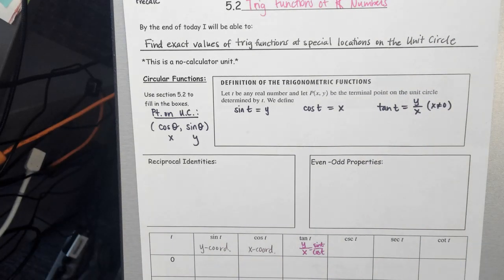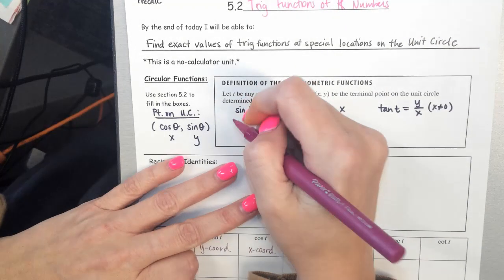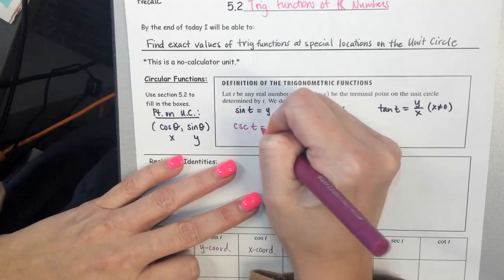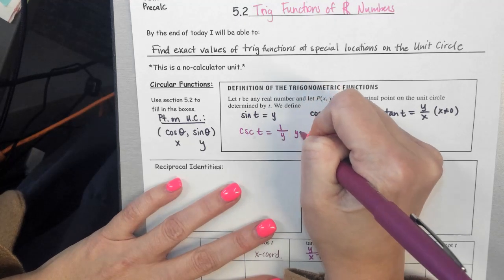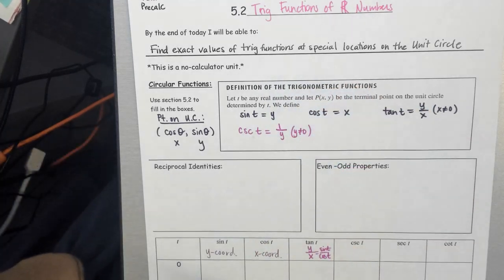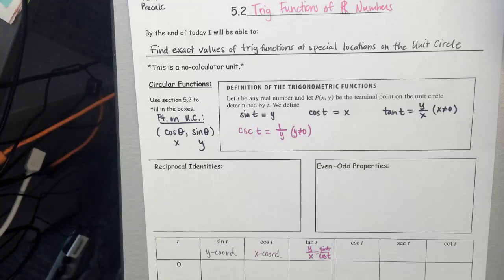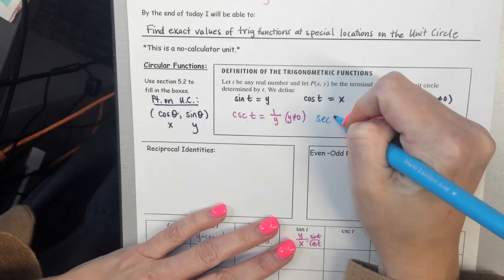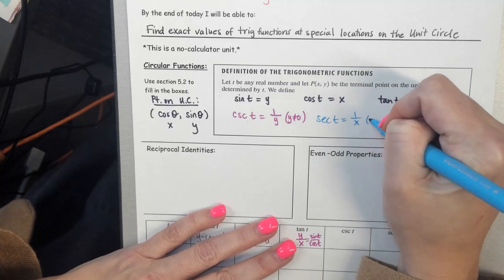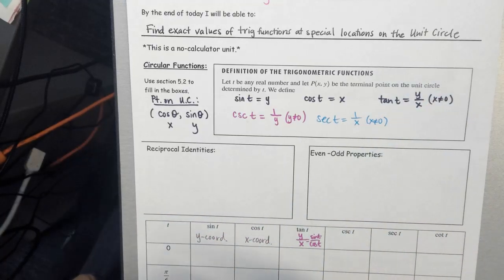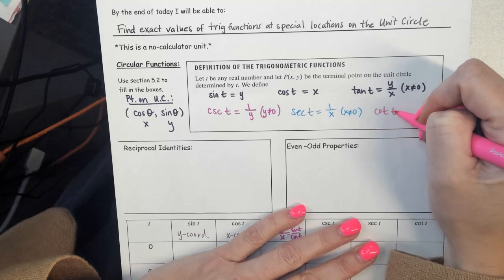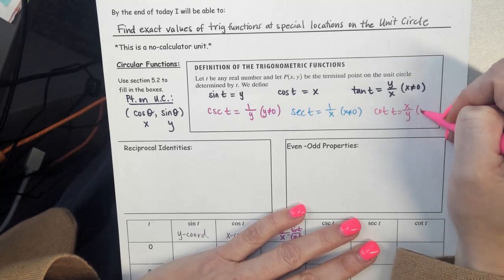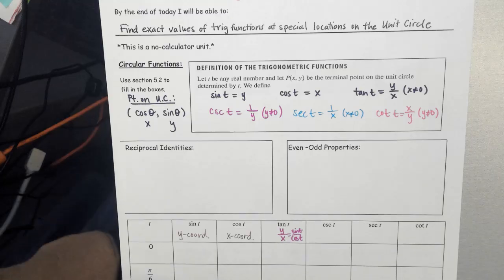Okay, and then you guys might remember the reciprocal functions. The cosecant, okay, is defined as 1 divided by y, where y can't be 0. And the secant of t would be 1 over x, where x can't be 0. And then the cotangent would be x over y, where y can't be 0.